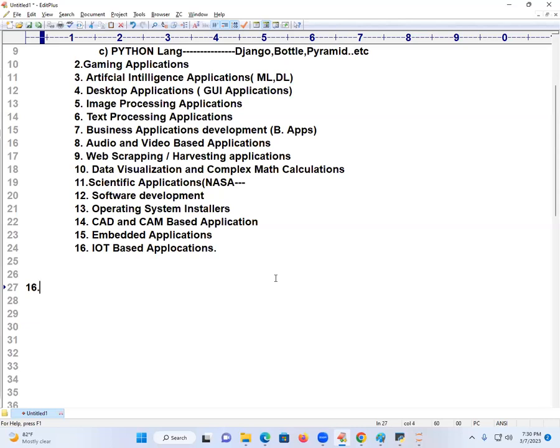Next, 17th one I am going to write: console-based applications, small applications. Small organizations, like a supermarket that wants to develop a small application, that is known as a console-based application, like your C language development, like your Java language development. Next is the 18th.